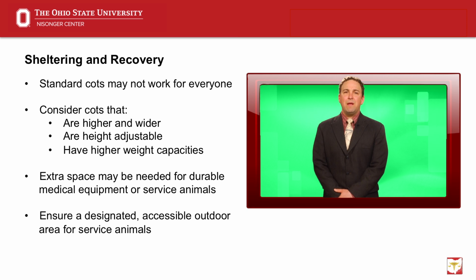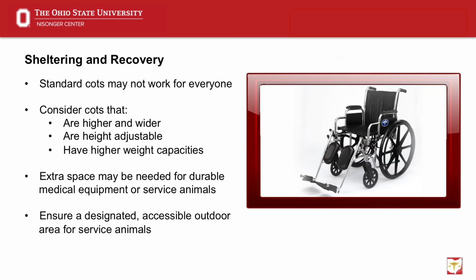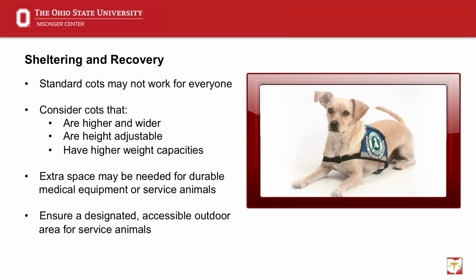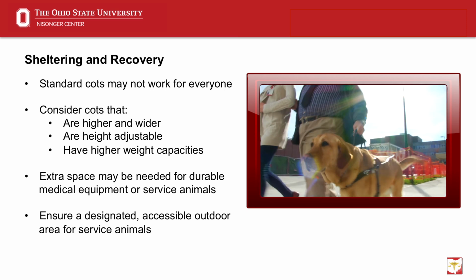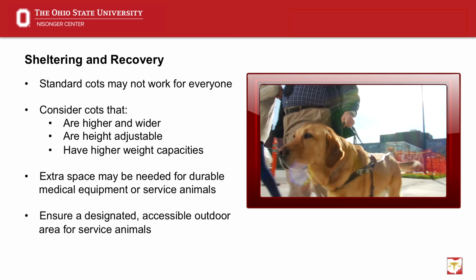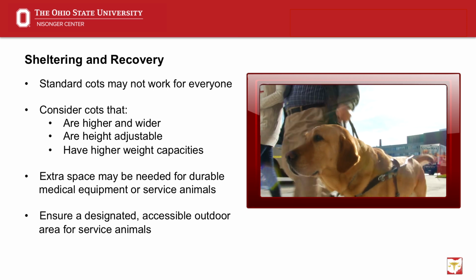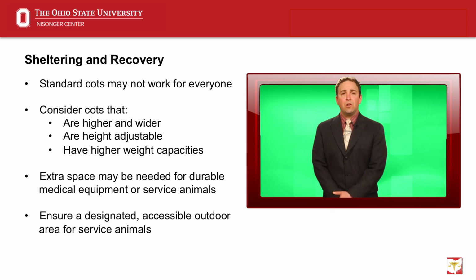People with disabilities may need additional space near their cots for things such as durable medical equipment or service animals. Service animals used by people with disabilities must be permitted to accompany their owners in shelters. An accessible outdoor area where service animals can relieve themselves should be designated. It is the responsibility of the animal's owner to ensure appropriate behavior of the animal.